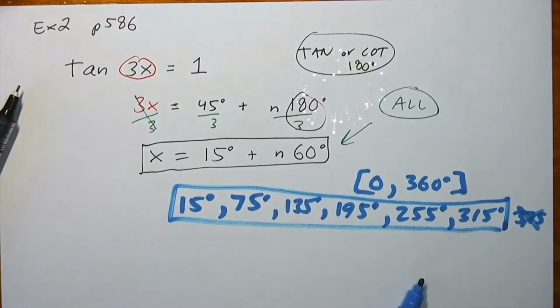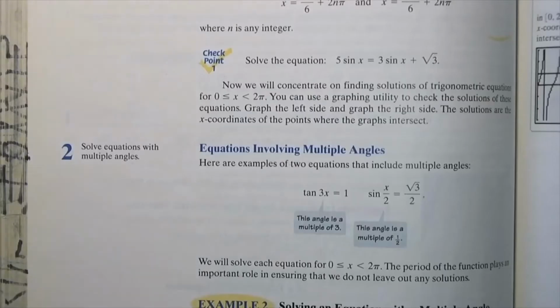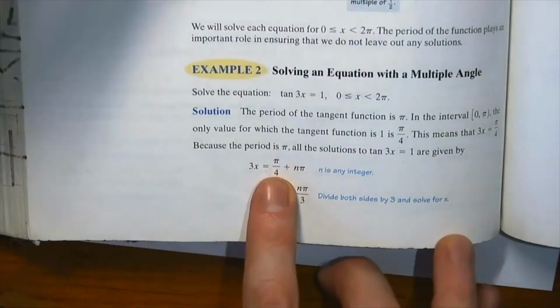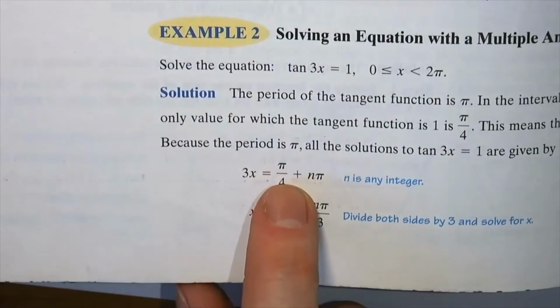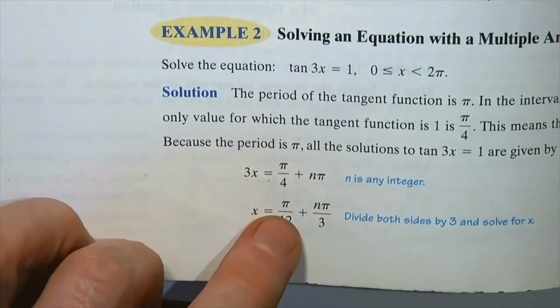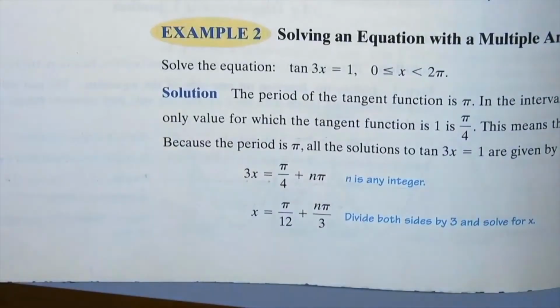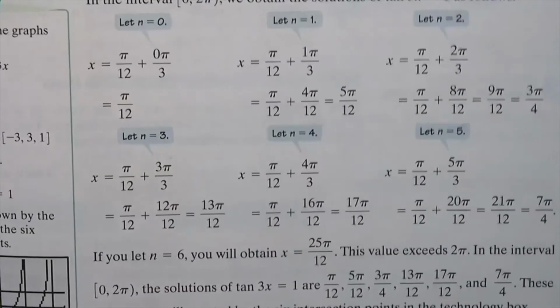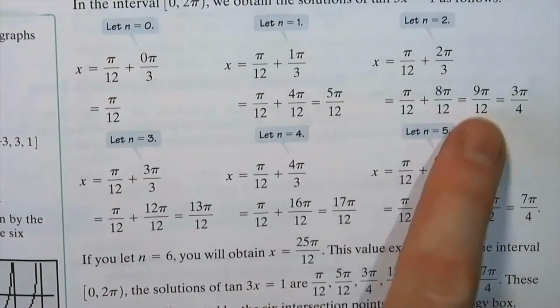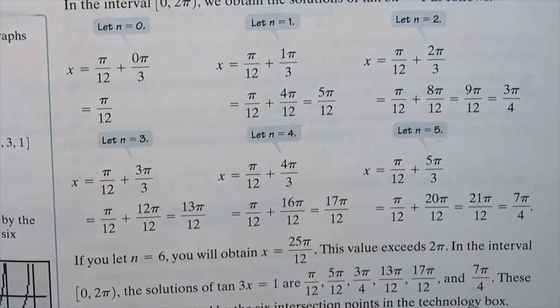All right, let's try a more difficult one. Oh yeah, you know how easy I made that? Here it is in the book, but they do it in radians. We said 45, but they did pi over 4. They divided by 3, pi over 12, n pi over 3. And then here's why you don't really want to do radians. Oh my God, here they're trying to list them all. This is confusing, isn't it? That's why I say, go ahead and do degrees.